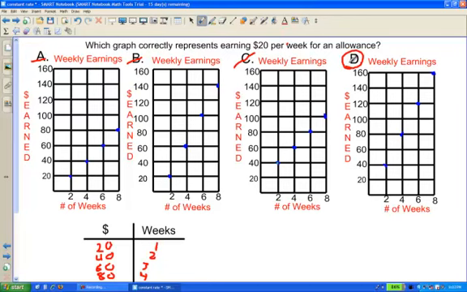Hopefully that helps you with constant rate. If not, definitely come after school and we'll be able to help you, or just ask me in class.